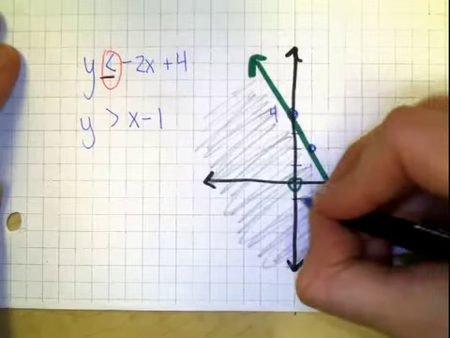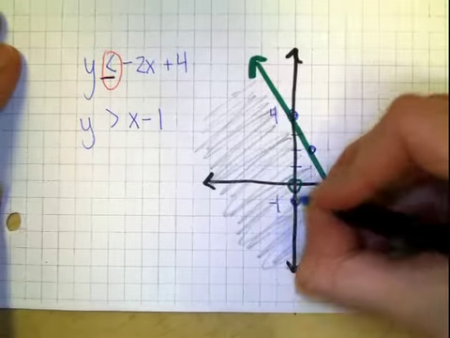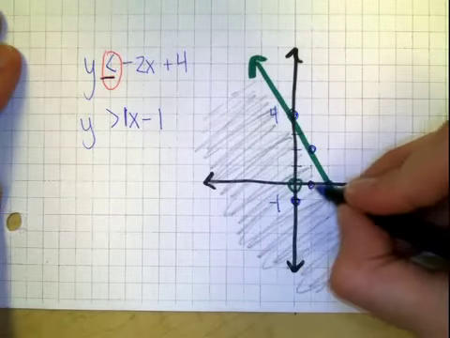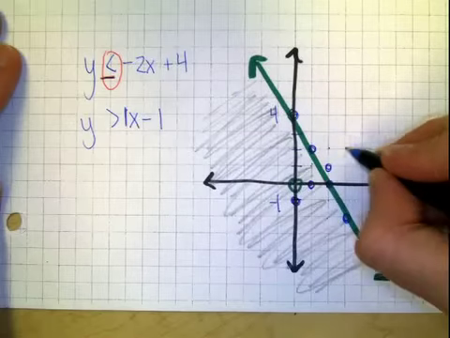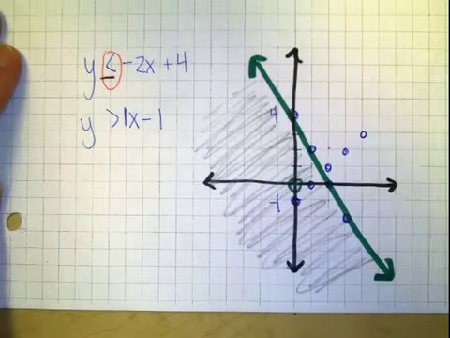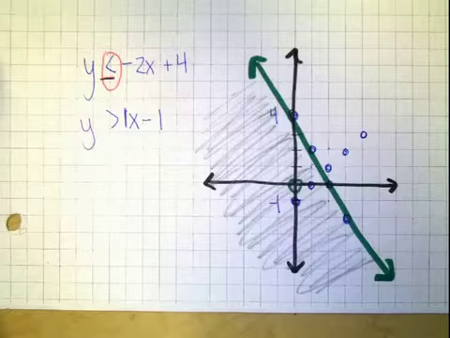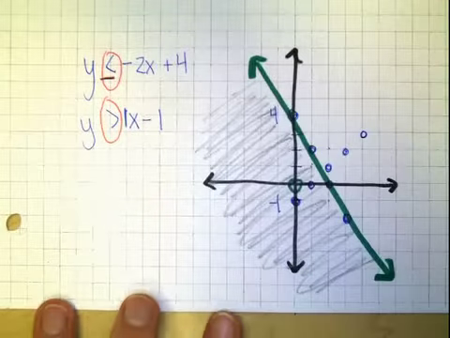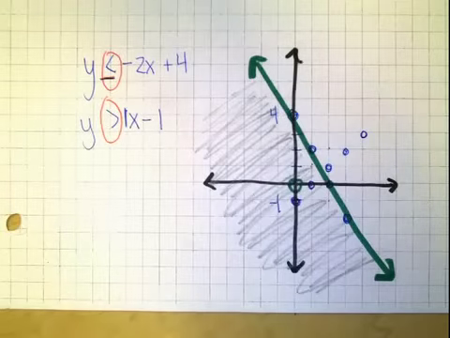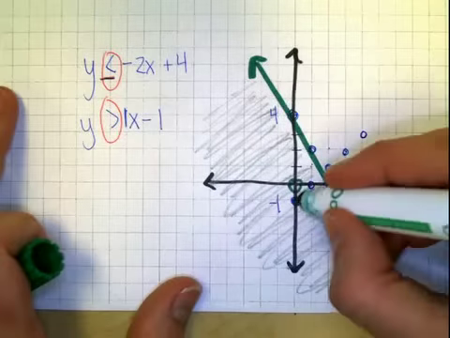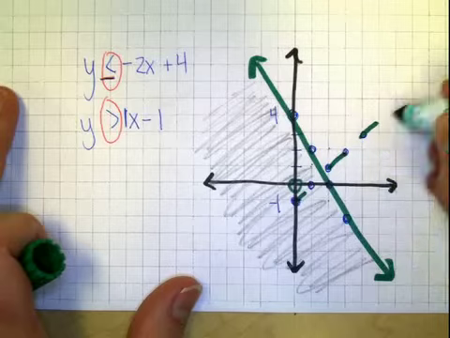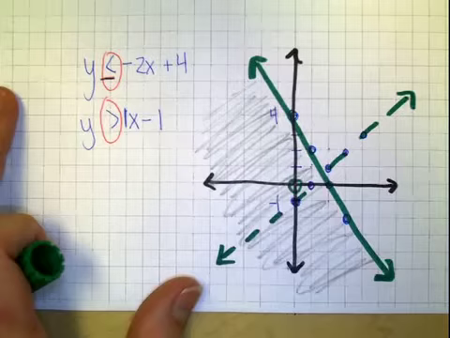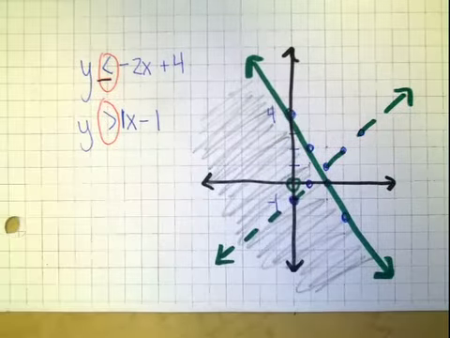This is a rule that starts at negative 1 and has a growth of, this is like a 1x. It goes up 1 over 1, up 1 over 1, up 1 over 1, up 1 over 1. And when I connect it, there's not an equal sign with my symbol. It's just y is greater than. So it's going to be dotted. It's going to be one of the ones that goes like this. Dotted line.